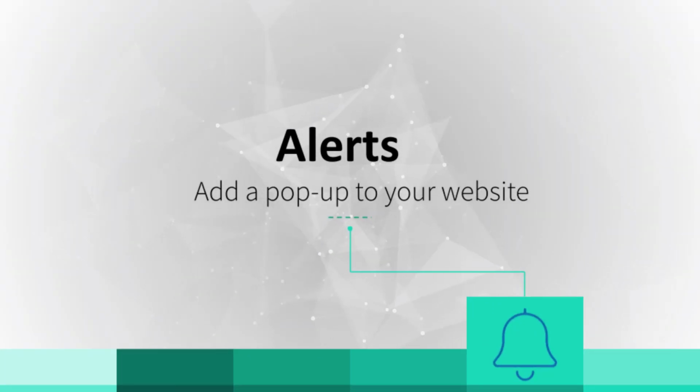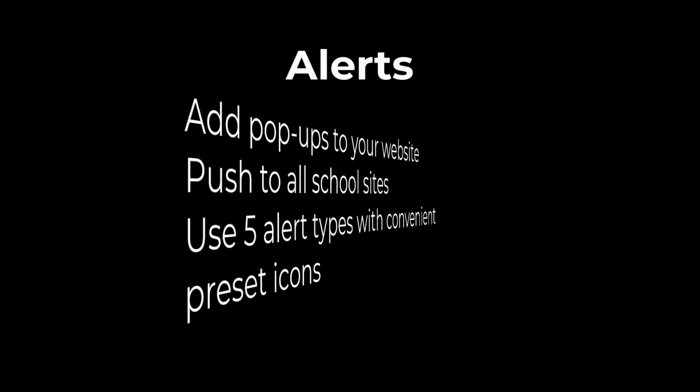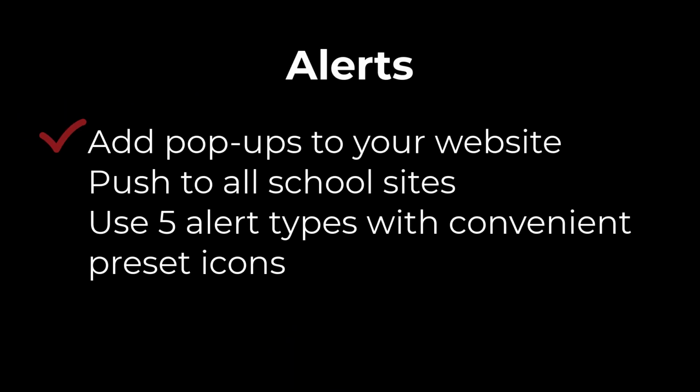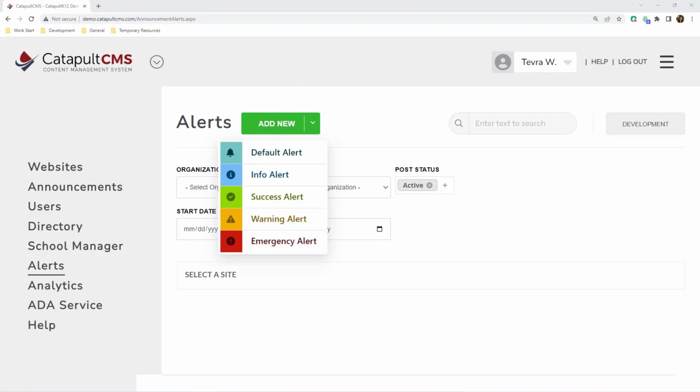The next section is the alert section. The alert section allows you to add pop-ups to your website and can push to all your school sites or just the schools you want to add the pop-ups in. After you click the Alerts tab, you'll be given 5 alert types to choose from, each with a convenient icon. The Alerts area is very similar to the Announcements editing experience, but has a much different look. Let's give it a try.